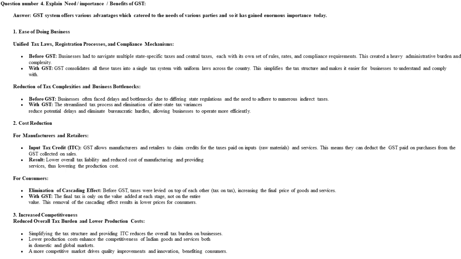3. Increased competitiveness. Reduced overall tax burden and lower production costs. Simplifying the tax structure and providing ITC reduces the overall tax burden on businesses. Lower production costs enhance the competitiveness of Indian goods and services both in domestic and global markets. A more competitive market drives quality improvements and innovation, benefiting consumers.